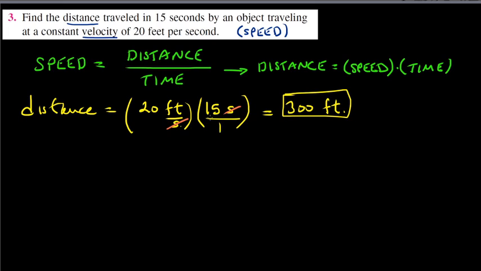So hopefully that was an easy one. But now let's get to a more difficult one. So here the question says to find the distance traveled in 15 seconds, same as the last problem, by an object moving with a velocity v, which is given by the function v of t is equal to 20 plus 7 times the cosine of t.